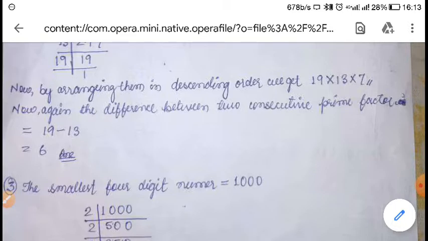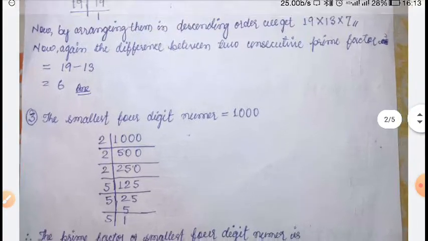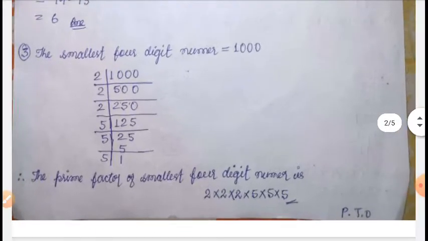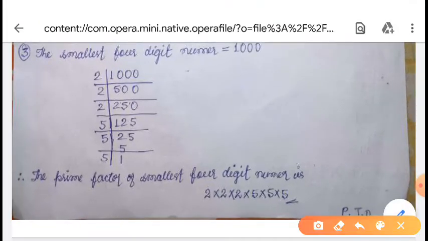Now we will see the third question. In the third question, it is a very easy question. You can see here they have asked to write the smallest and the greatest four digit number and express them as a product of prime factors. So the smallest four digit number is 1000, 1 and 3 zeros. And we have to find out the prime factorization.